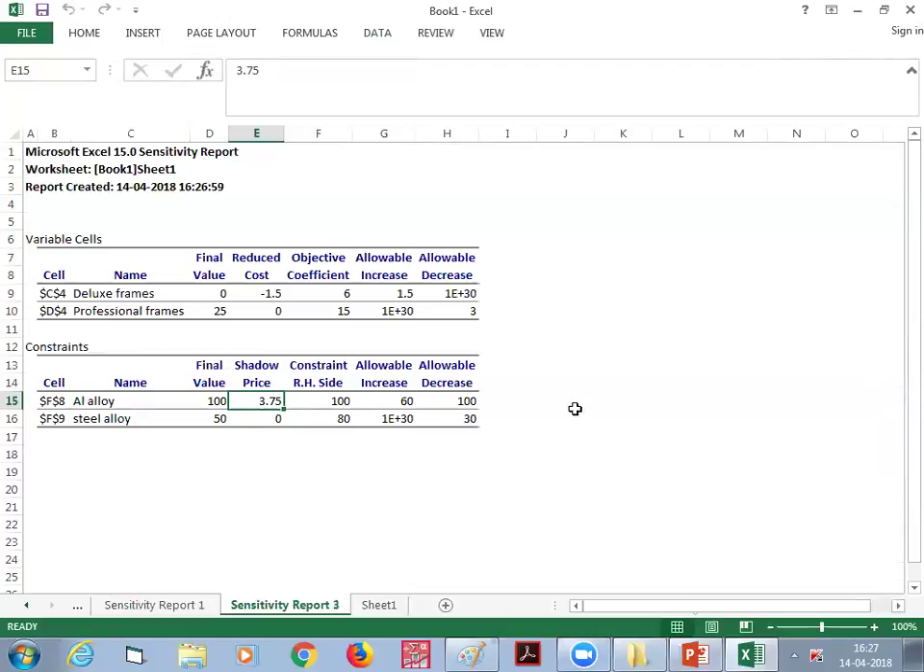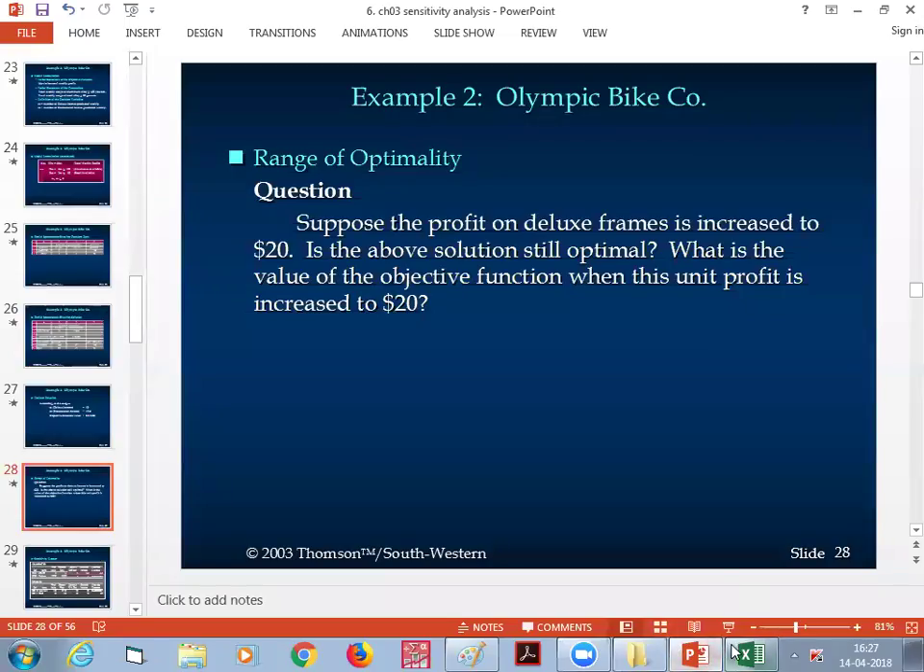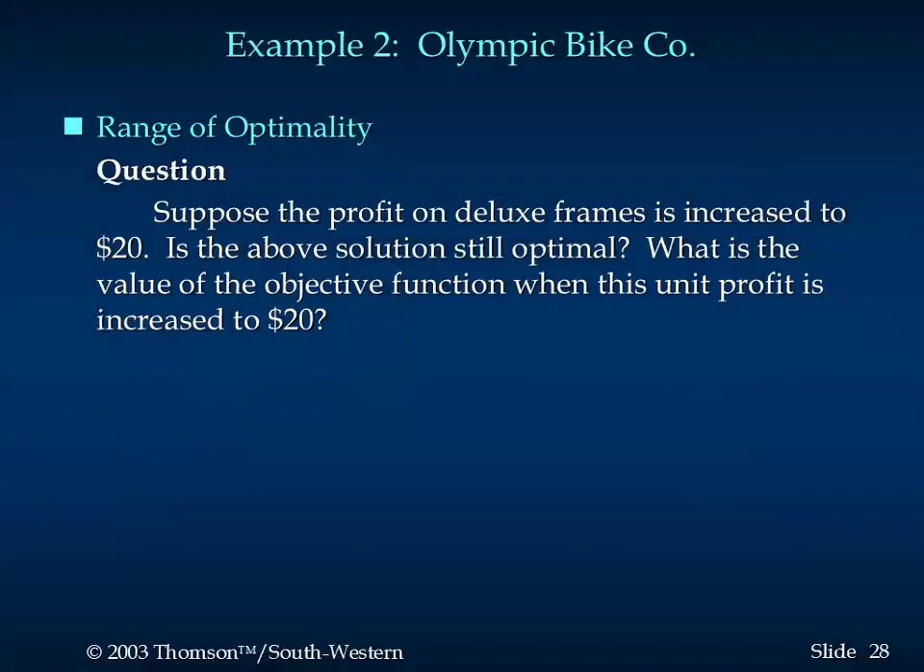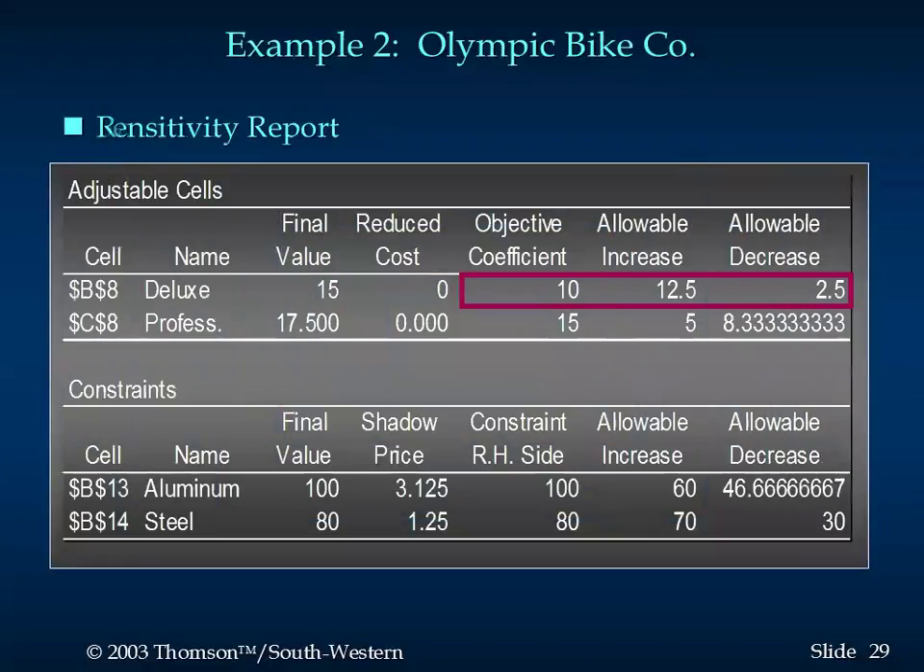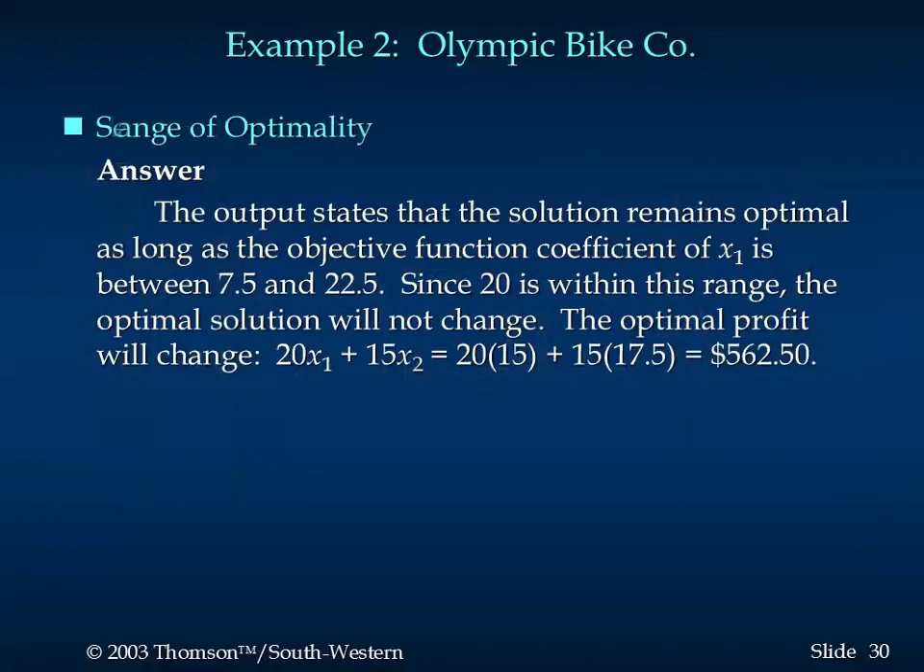Okay, anyway, enough of this simple type of thing. Let's get to some case studies now, some applications of these. Let's finish this set of slides. So this is the coefficient range. Because 20 is within this coefficient range, the optimal solution will not change, and the optimal profit will become 20 into 15 plus 15 into 17.5, which is 562.5.